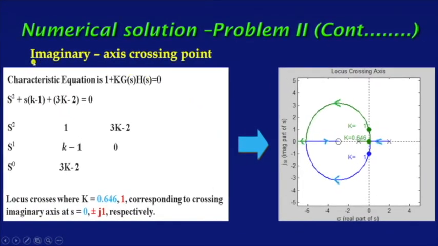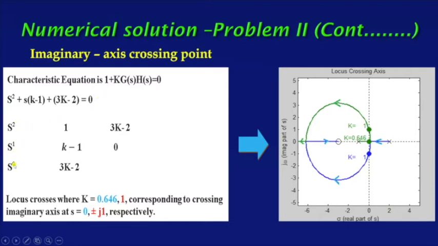Then find the imaginary axis crossing point. Taking the characteristic equation 1 + K G(s)H(s) = 0, this equation is s² + s(K - 1) + 3K - 2 = 0.